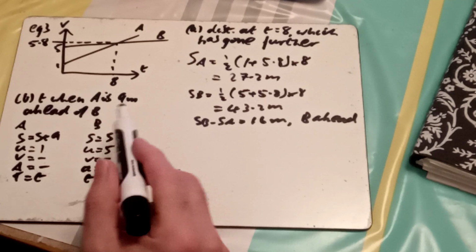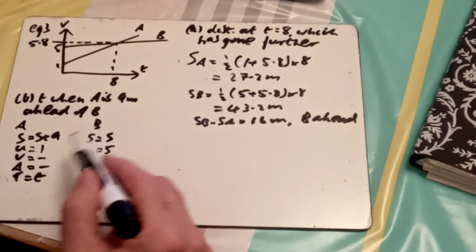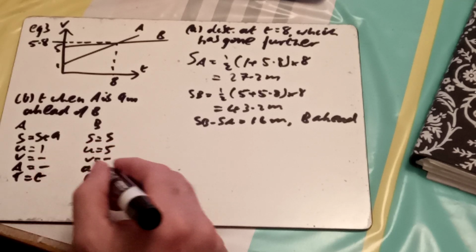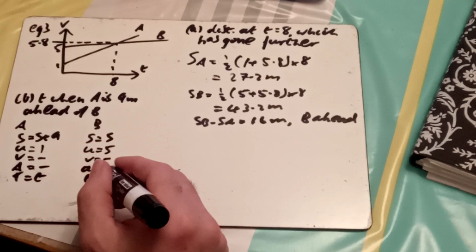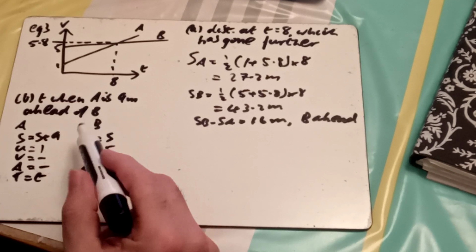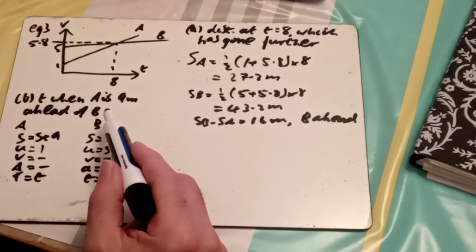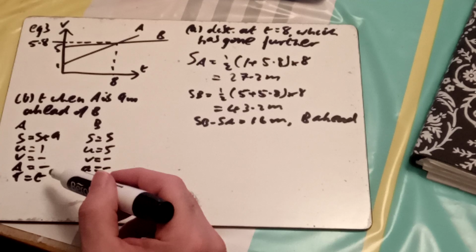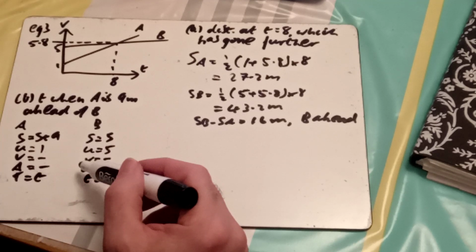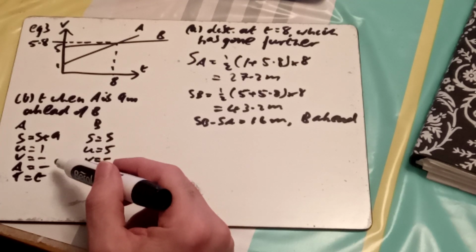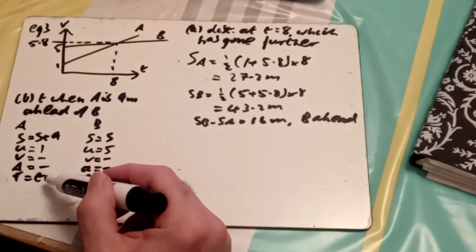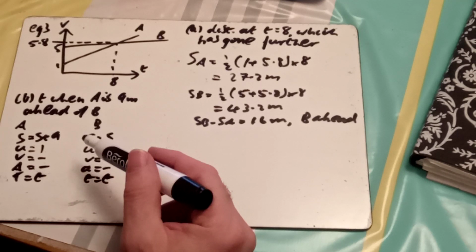So I know that there's a link between them. I'm going to use the fact that they are different accelerations and different velocities. I'm trying to think about when I'm doing this, 9 metres ahead. It's quite hard to see in this case exactly what I'm doing because I'm being a bit silly really, aren't I?